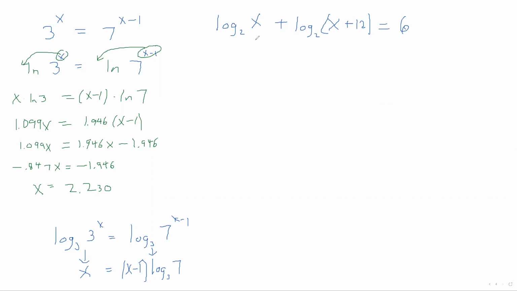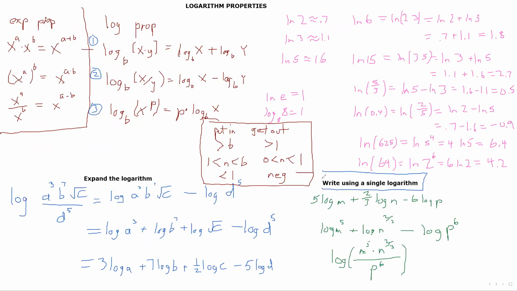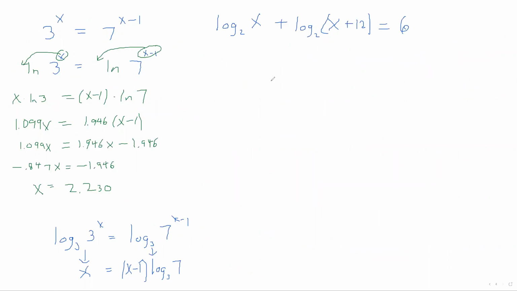We can't just do 2 to the on both sides right now because of the way this is written. In order to cancel out a single logarithm, we can use 2 to the, but we don't have a single logarithm. Oh, but guess what we just did back here? We wrote using a single log. So we're going to write this using those same concepts. We're going to smush these logs together. So we have log base 2 of x times x plus 12 equals 6. Okay, now we have a single log, so now we can do 2 to the on both sides.